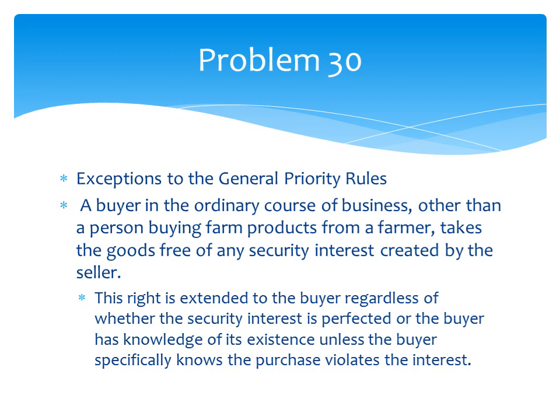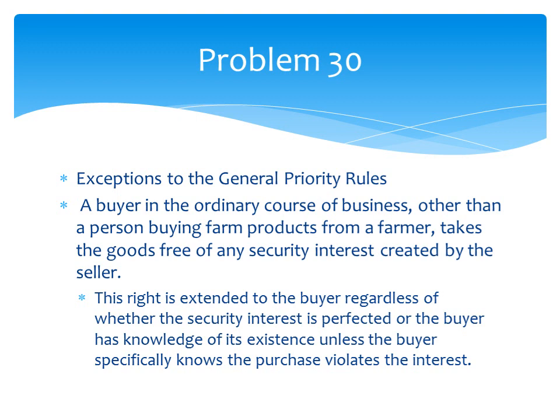This right is extended to the buyer regardless of whether the security interest is perfected or the buyer has knowledge of its existence, unless the buyer specifically knows the purchase violates the interest. So therefore, answer B is incorrect because the subsequent bona fide purchaser will not have priority over a prior perfected security interest in consumer goods if the interest was perfected by a financing statement. But she will have priority over any interest that was perfected automatically upon attachment, such as in the sale of consumer goods with a purchase money security interest.